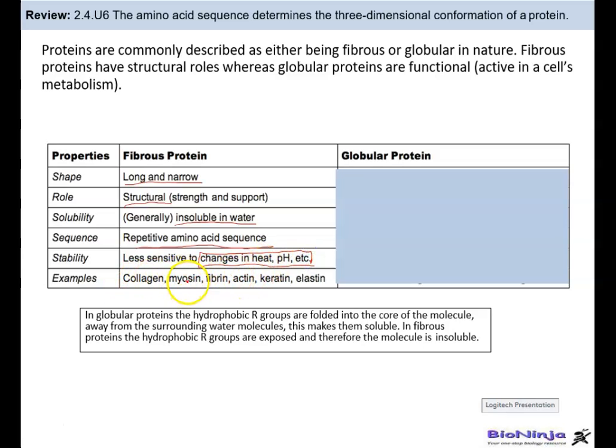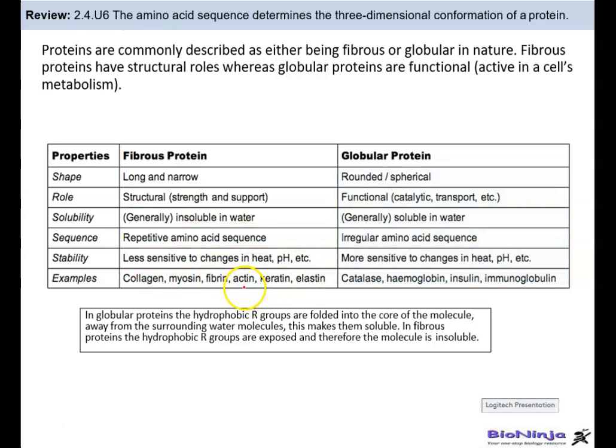Example, this is what you have to remember, and this we have already reviewed. This slide is a review slide. Don't worry about that because you have already studied this. Examples: collagen, myosin, fibrin, actin, keratin, elastin. These are all examples of fibrous protein. Let's move on.